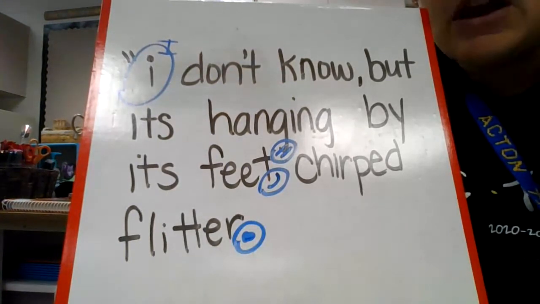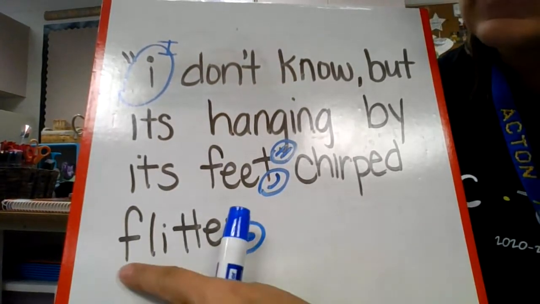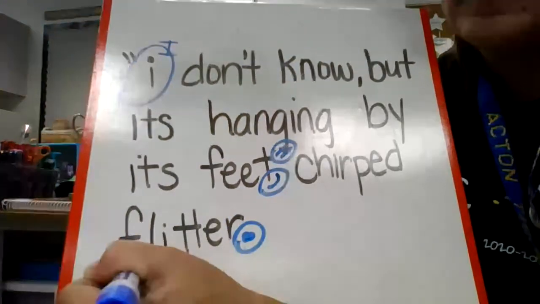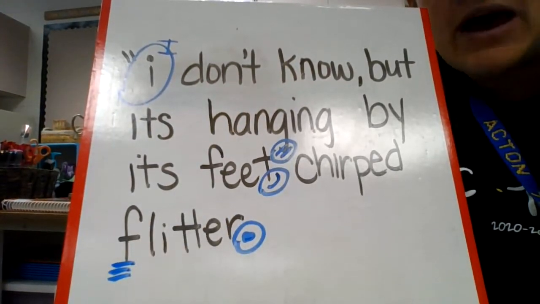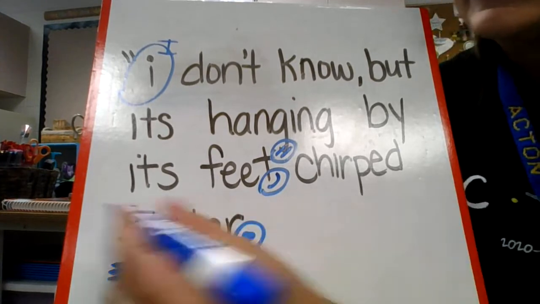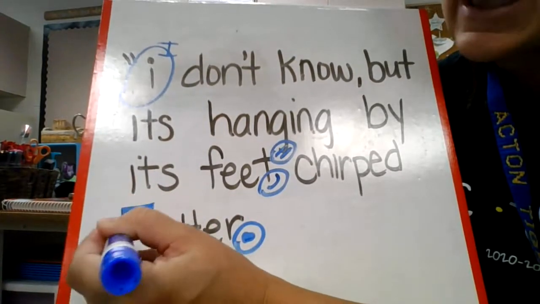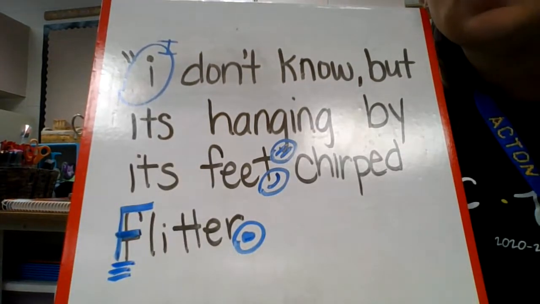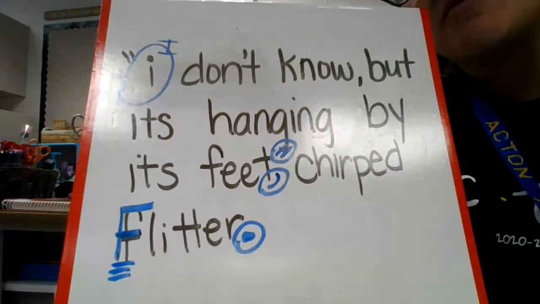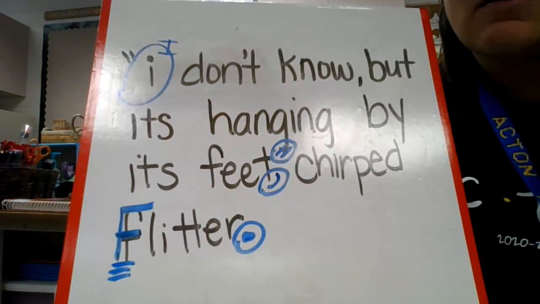And then I'm also looking and I can see that there's another capital problem right here. Flitter is supposed to be capitalized. Why? Because that is the animal's name. It is a proper noun. So don't forget that when we have a proper noun, we need a capital letter there.